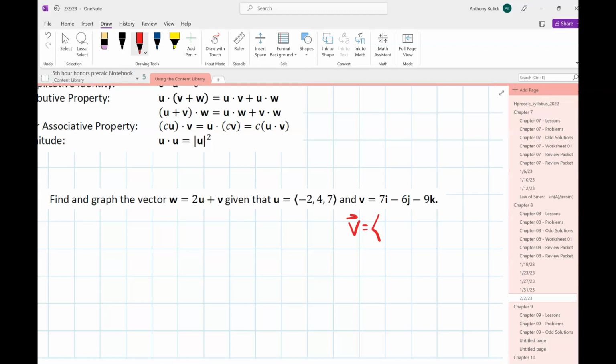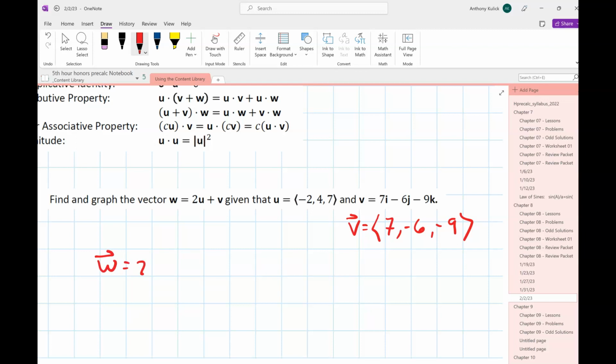I'm going to rewrite V in component form. What would V be as a component form vector? Great, 7, -6, -9. The coefficient for i is the x component, the coefficient for j is the y component, the coefficient for k is the z component.